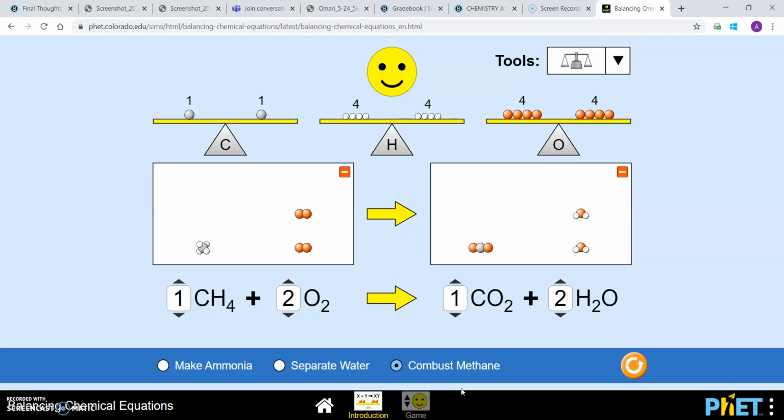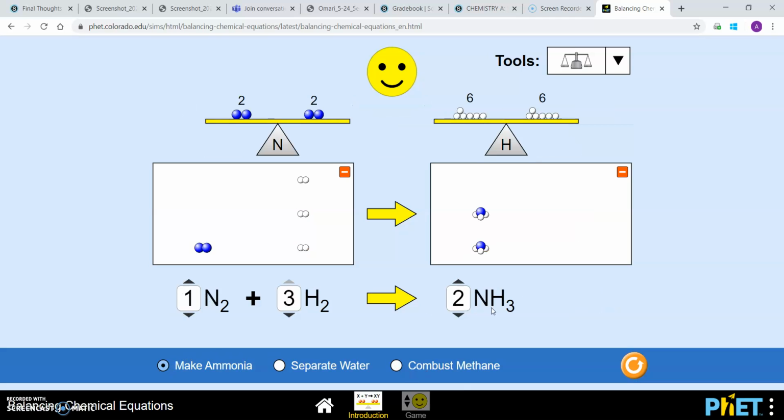So that's the main part for questions 1 through 11. And then question number 12 is just a little bit of review about the difference between the coefficients and the subscripts. So it's looking at these 2 NH3s. What does the 2 tell us? Well, what do we have 2 of? 1, 2 molecules. What does this 3 tell me? It tells me each molecule has 1, 2, 3 hydrogens.